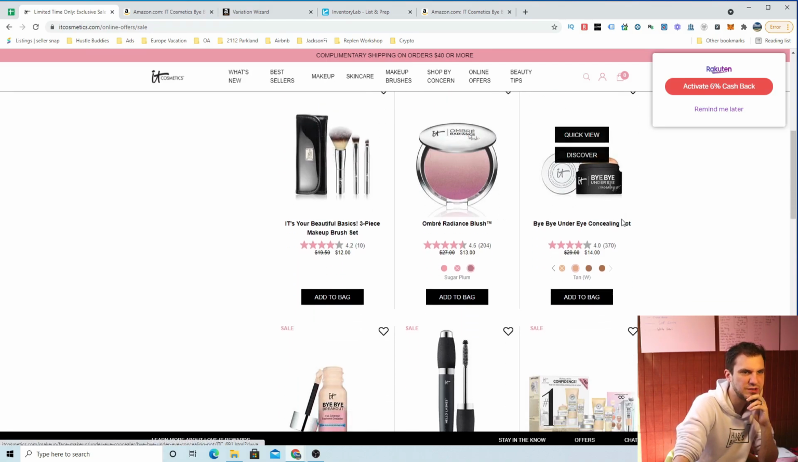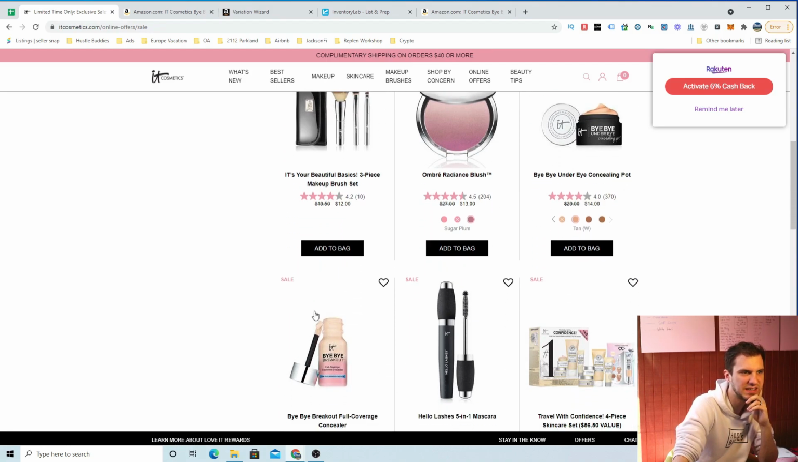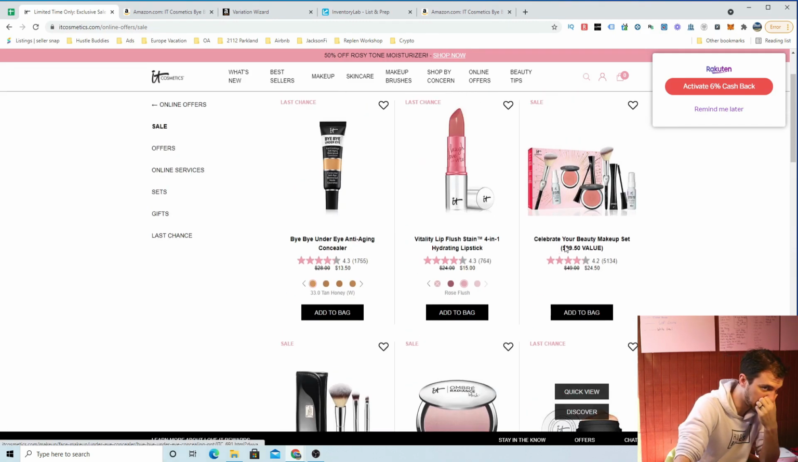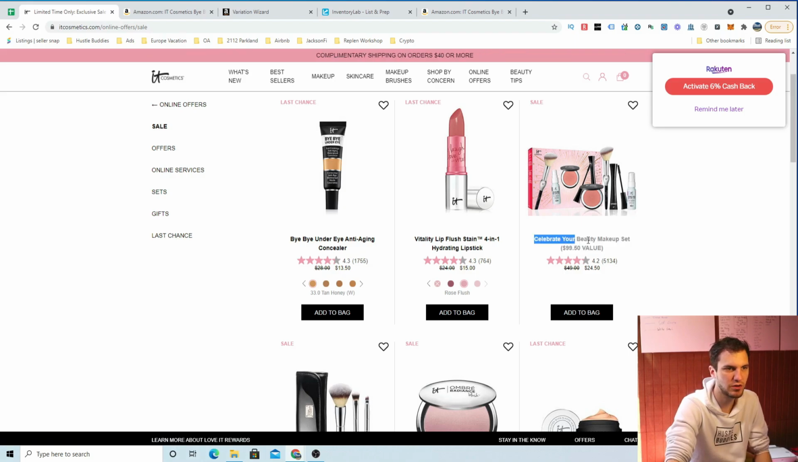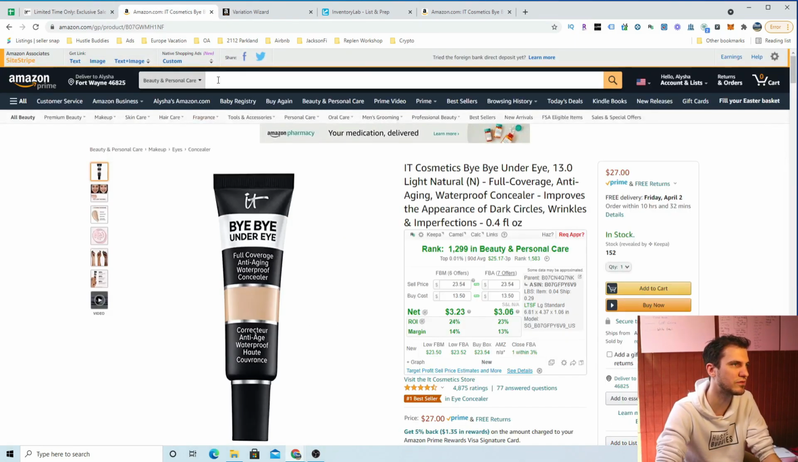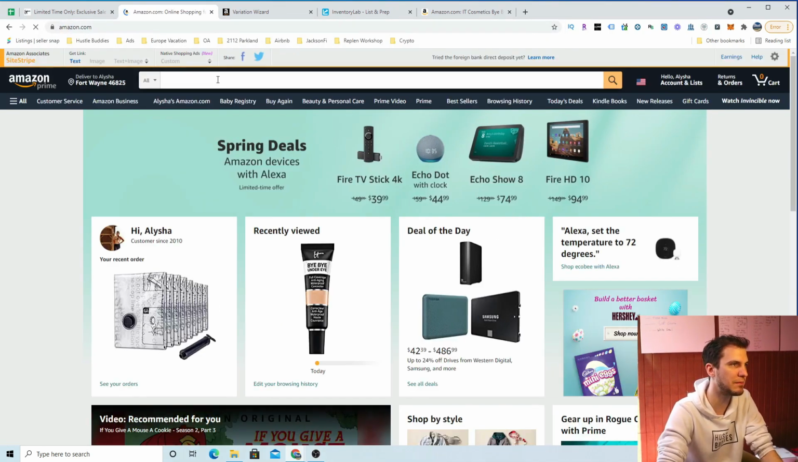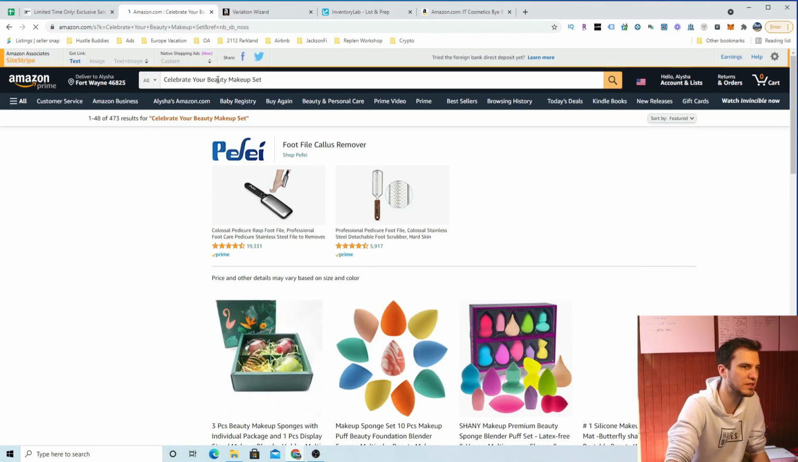Some brushes, bye-bye under eye. Yeah, I mean, there's definitely some good sales going on here. We're just gonna go through a couple of these. I haven't preset any of this. I don't know if anything else will actually pop up, but let's just do some initial searches to see if we find anything.